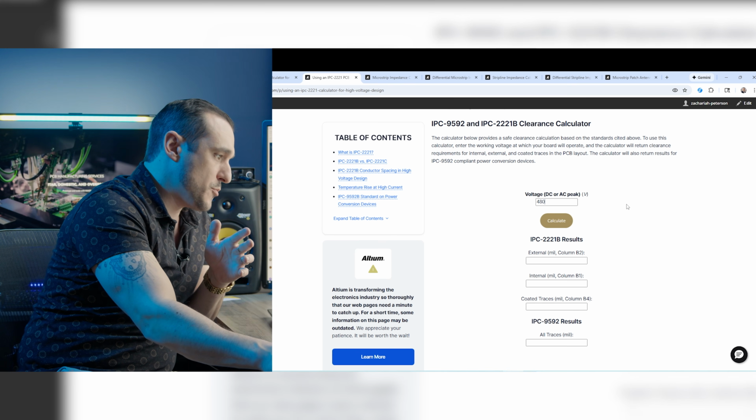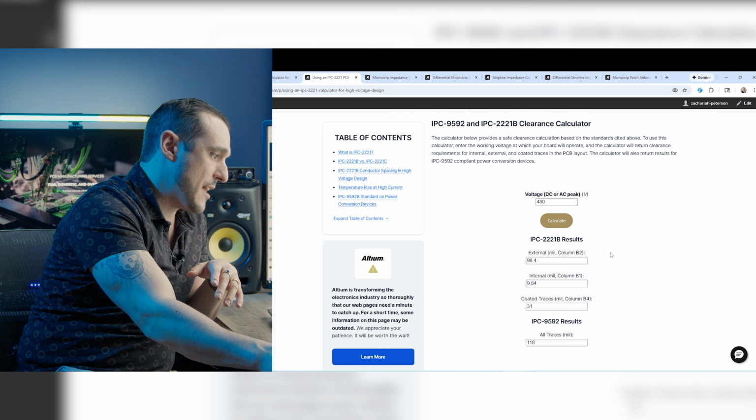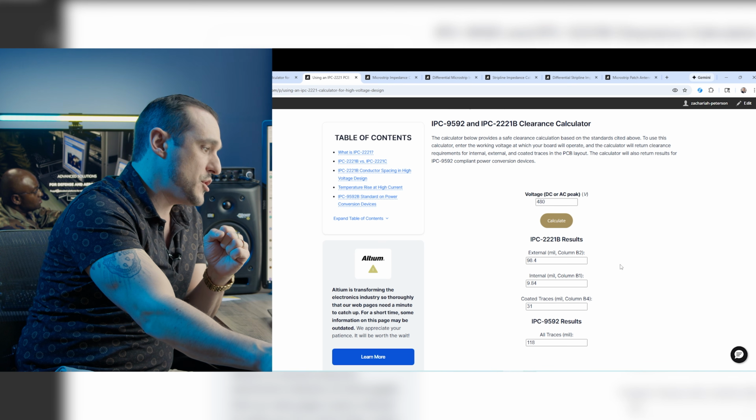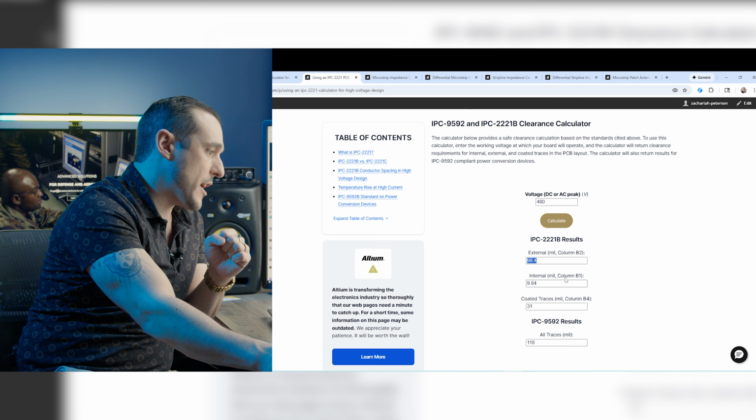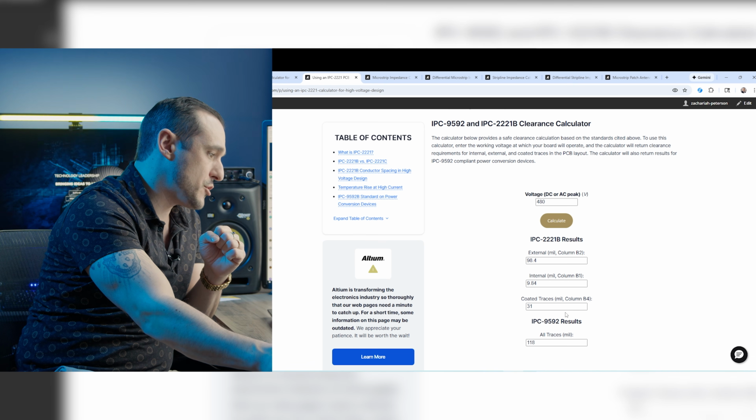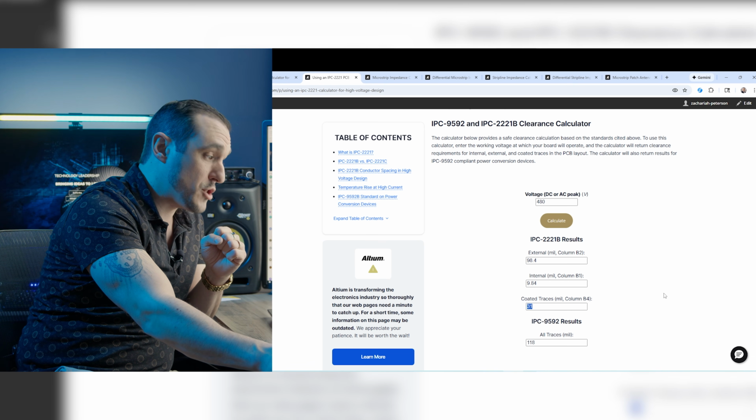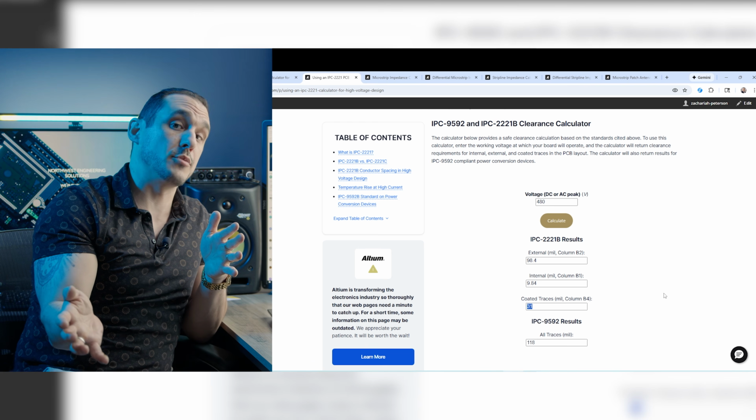For example, we can just put in 480 volts, and you can see here it immediately gives you a value for spacing for external traces and for internal traces, as well as coated traces. So this would be like traces that are coated with a solder mask.